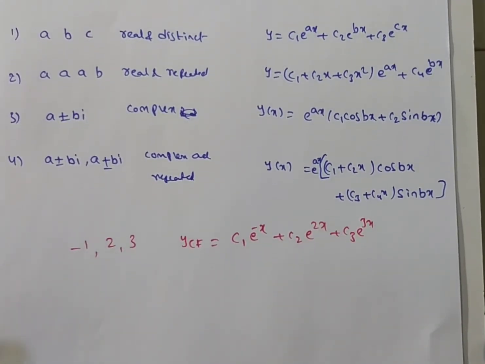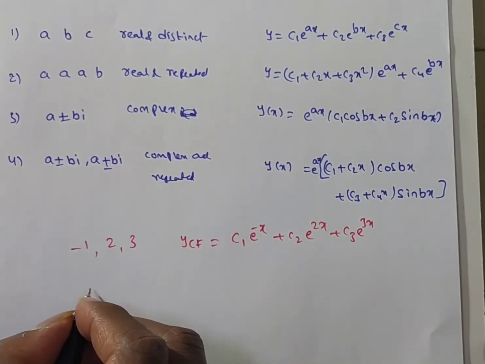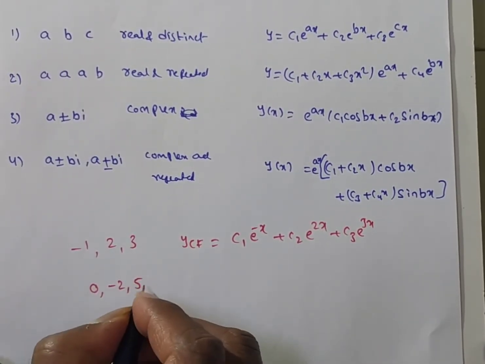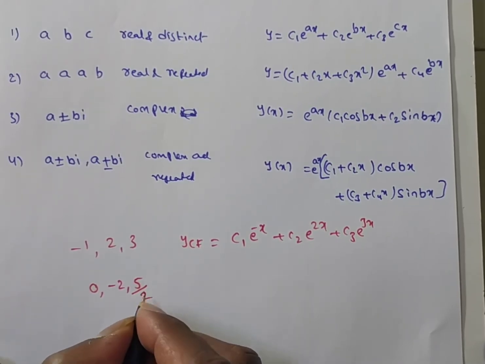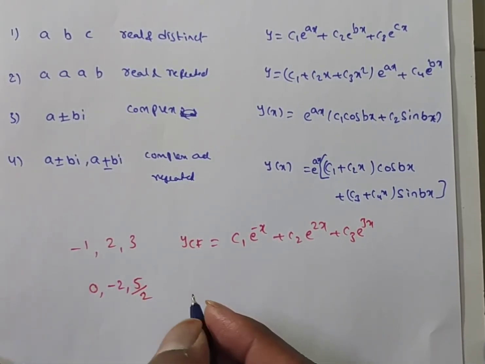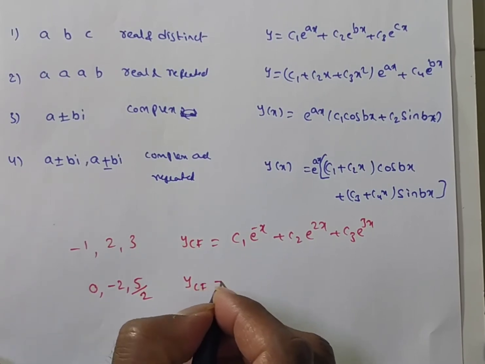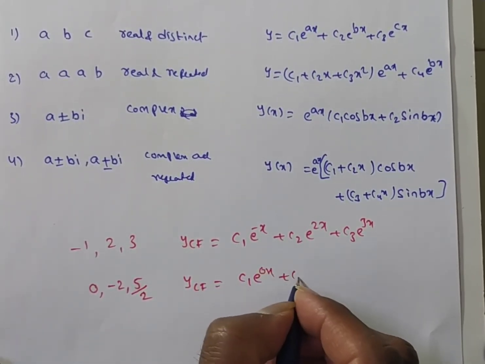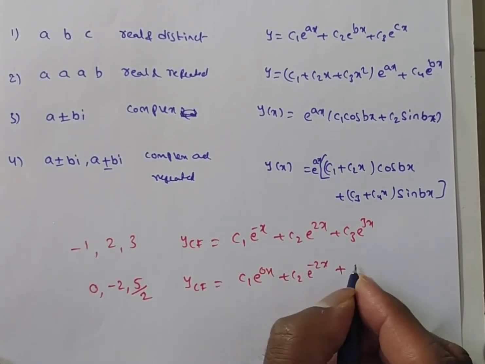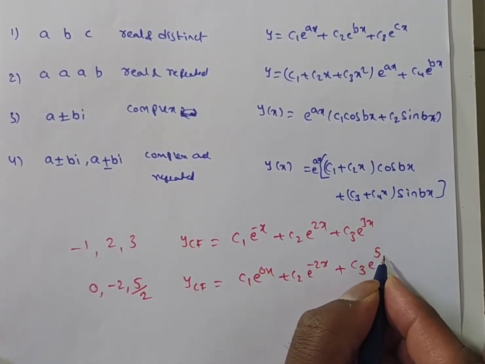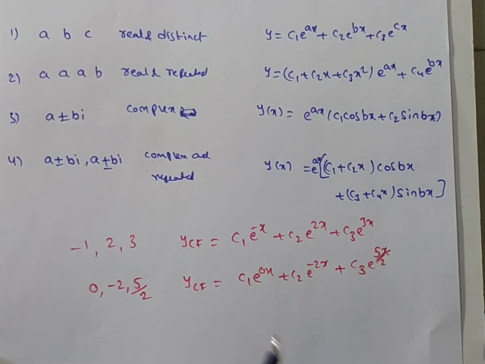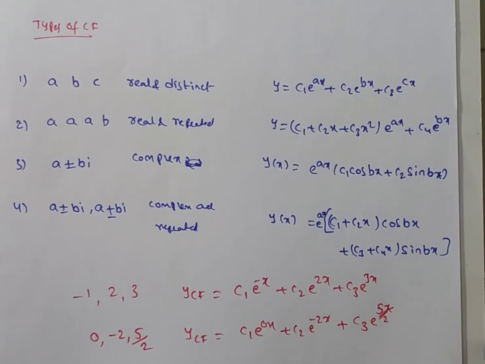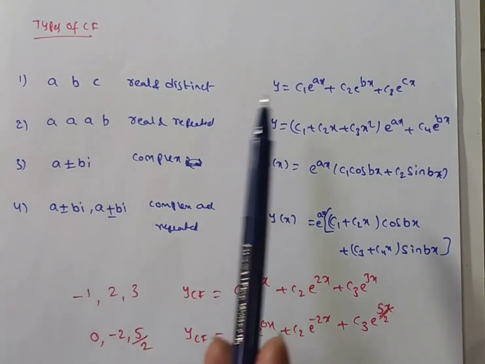Okay. Next, one more example. If you have 0, minus 2, 5 by 2, also okay, because real means you may get 5 by 2. Now in this case, the complementary function is equal to c1 e power 0x plus c2 e power minus 2x plus c3 e power 5 by 2 times of x, nothing but 5x by 2. Friends, in this case, the roots are real and distinct. Is it clear for everyone? How to write the complementary function if the roots are real and distinct?